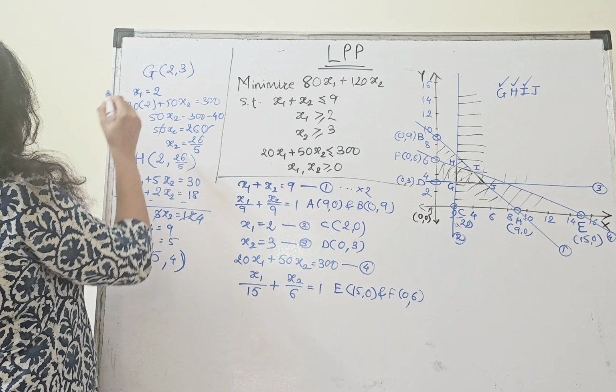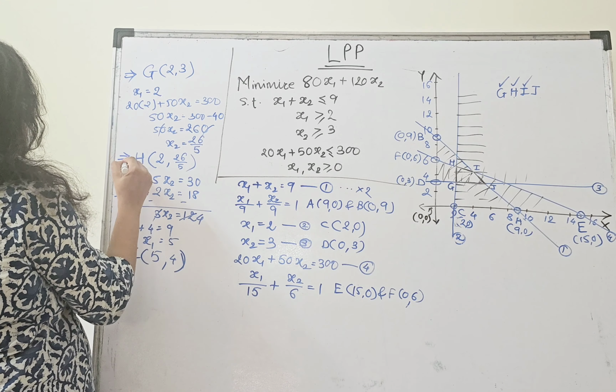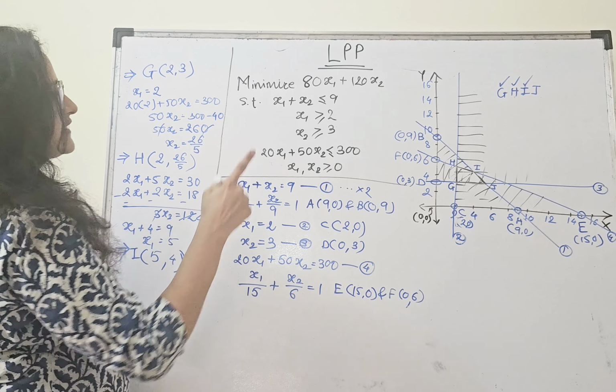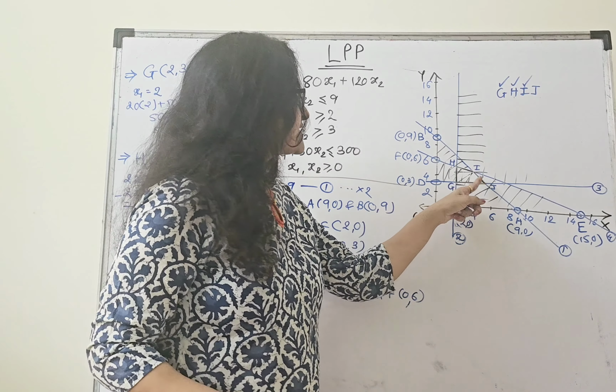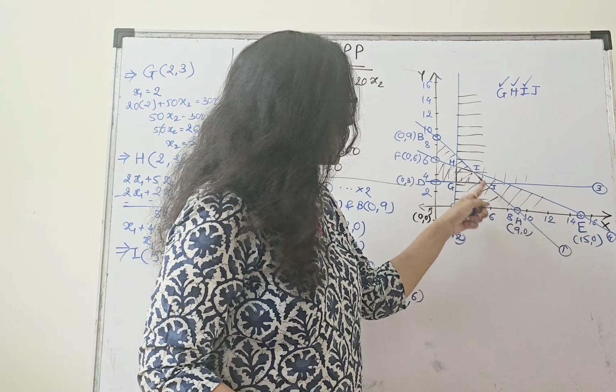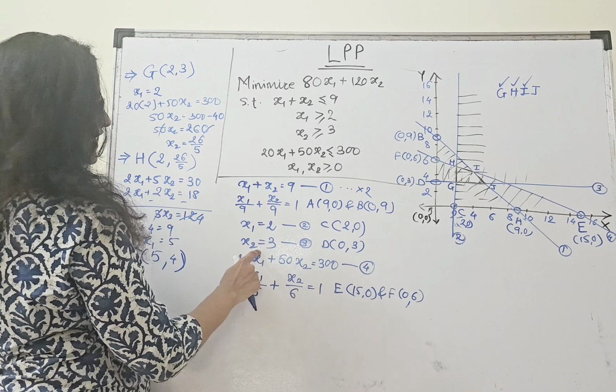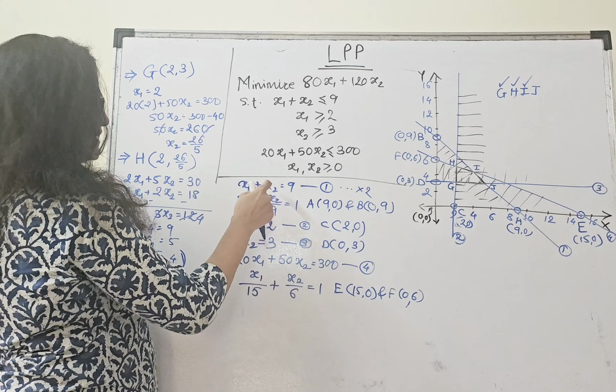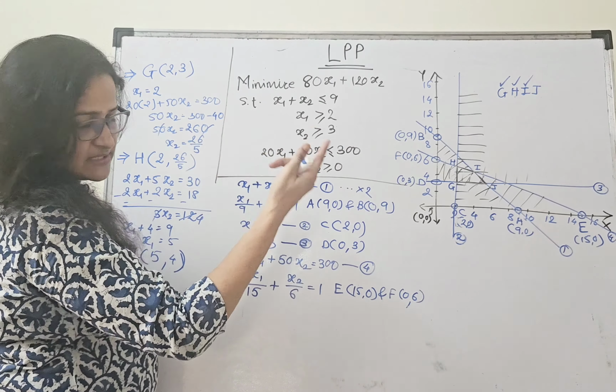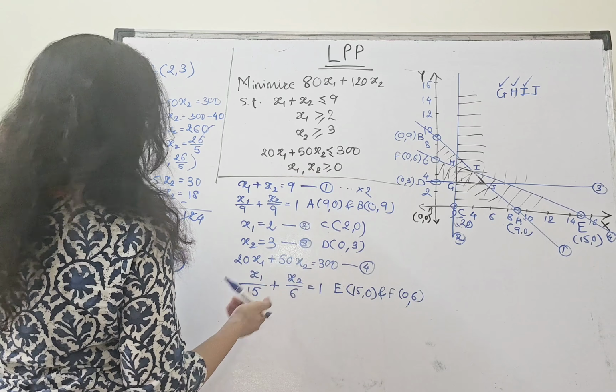Okay, G is here, H is here, I is here. And next is J. So J is passing through which two lines? Line number 3 and 1. So 3 is easy, 3 is directly giving you the value of x2. So put that value in 1, because it is passing through 1, and then you will get the x1.